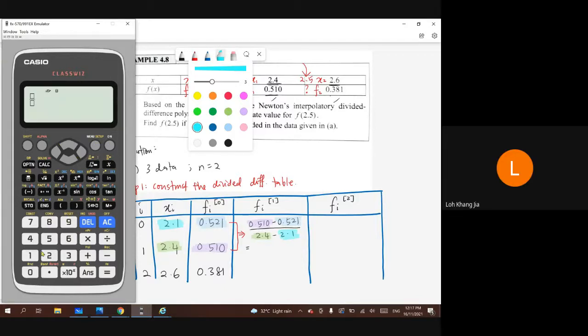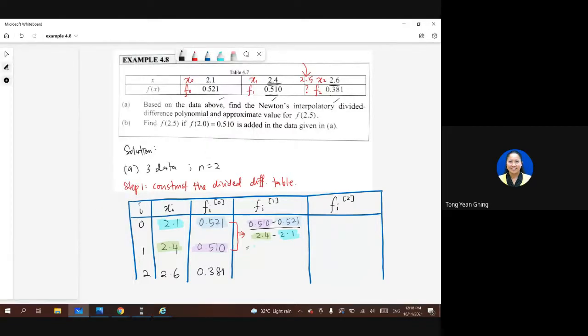0.0367. Okay, let's try. 0.51 minus 0.521 divided by 2.4 minus 2.1. So we get 0.0367. Okay. Negative? Tak. Ada negatif. Oh, okay. Negative, sorry. Negative 0.0367. Okay. So after that, we have to consider these two.